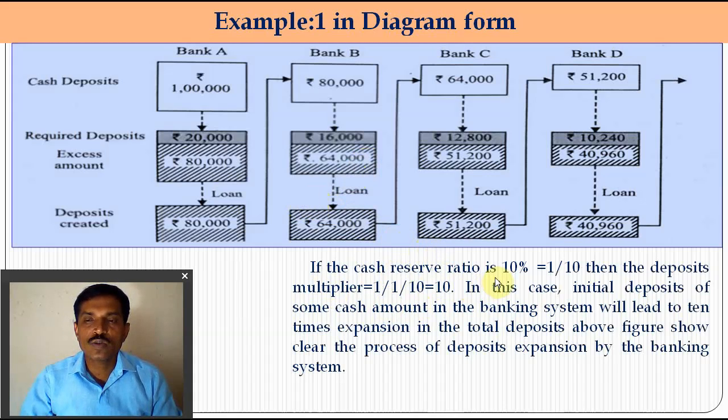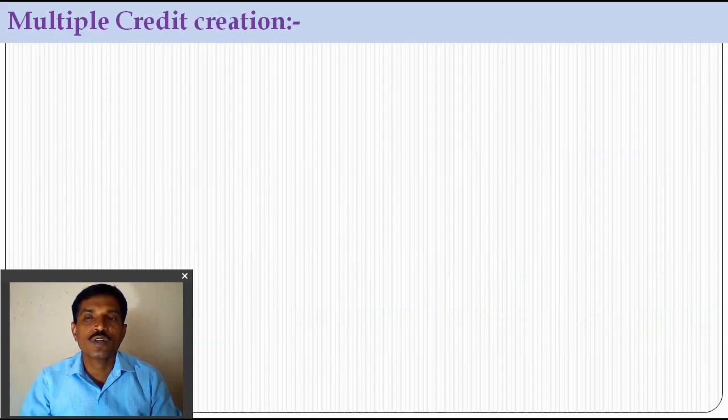Suppose the cash reserve ratio is 10%. Then 1 upon 10 means 1 upon R, so the deposit multiplier is 1 upon 0.10, which is 10. So in this case, the initial deposit in the banking system will lead to a 10 times expansion of total deposits. In our previous example, there was a 20% cash reserve ratio, so there is a 5 times multiple credit money created from the primary deposit.